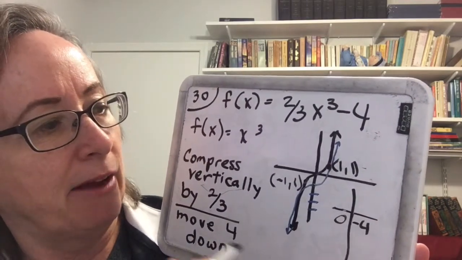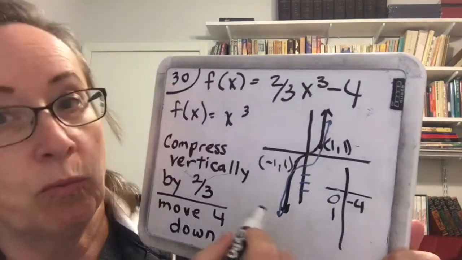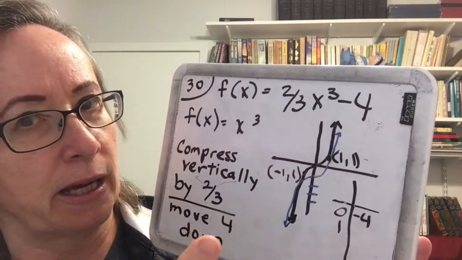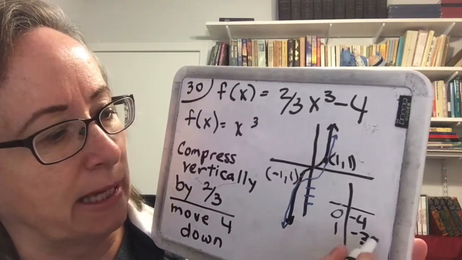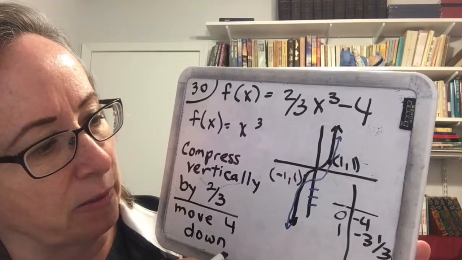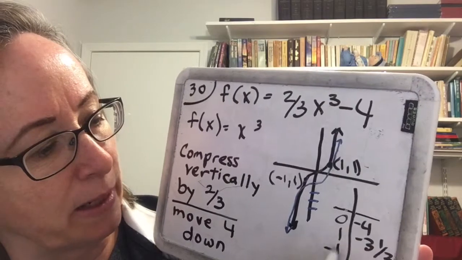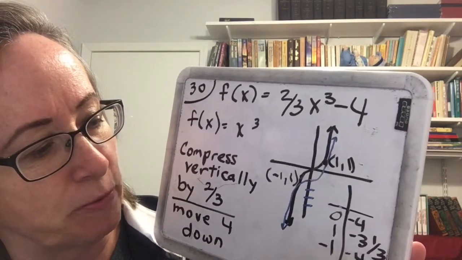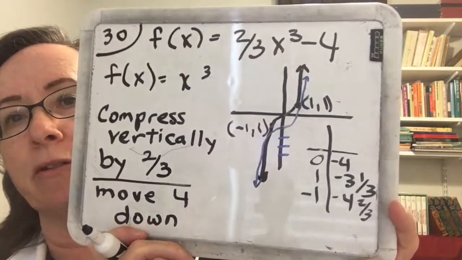And then if I went to the right one and I put in a 1, then 1 cubed is 1, and I would get 2/3 of 1, take away a 4. So I would get a -3 and 1/3 there for my second one. And then my point over here, if I plugged in a -1, then I'd get a -2/3 minus 4, or a -4 and 2/3. So that's just a couple of points that would be on the new function.